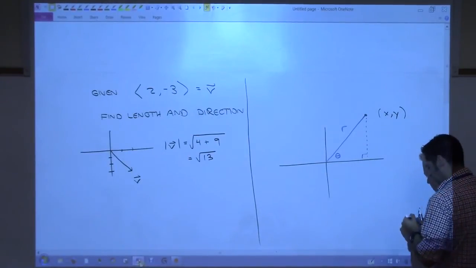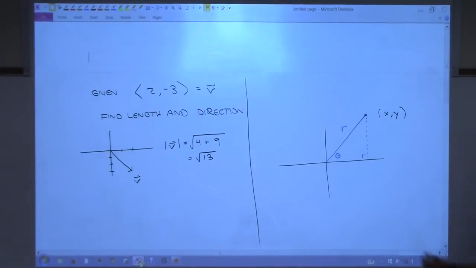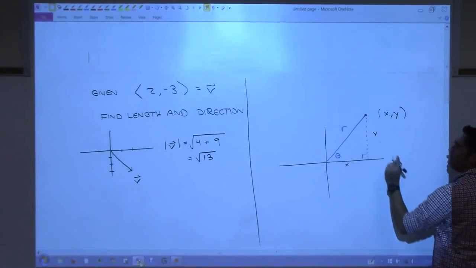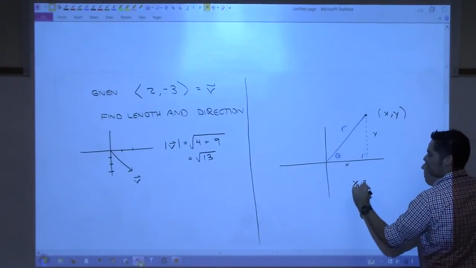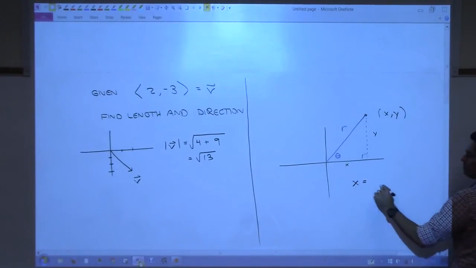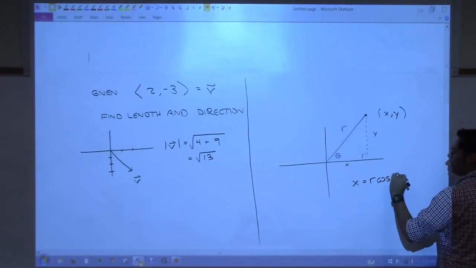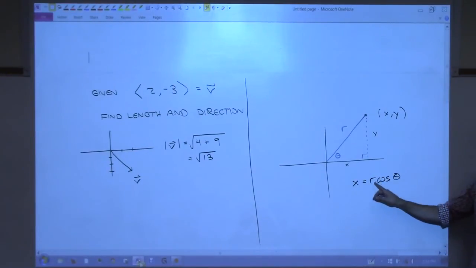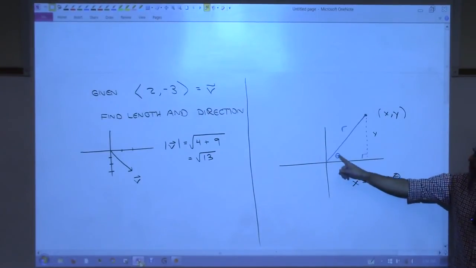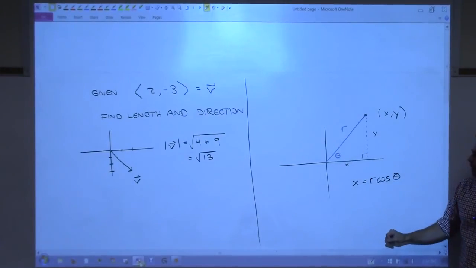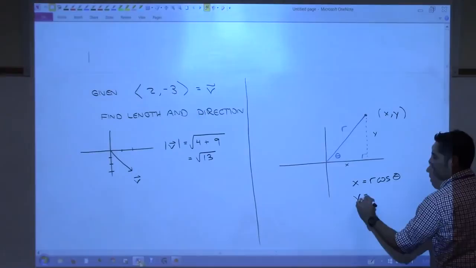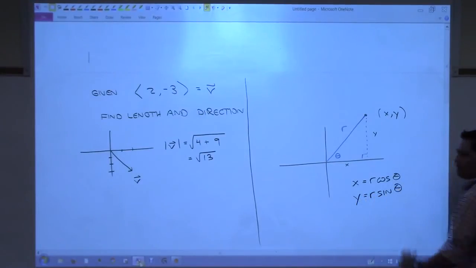Anyone remember what they are? What is x, what is y, how is it connected to r and theta? X is r cosine theta. Do you believe that? Divide both sides by r. And don't you have cosine is x over r? Isn't that the relationship? Cosine of this right triangle is x over r. And then similarly, you could establish that y is equal to r sine theta. That kind of ring a bell?